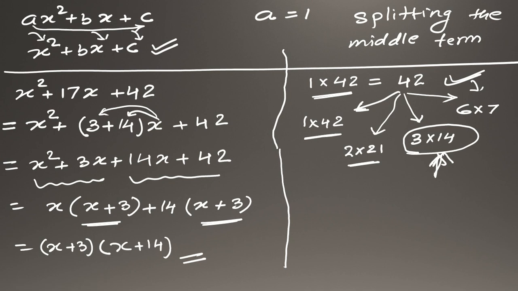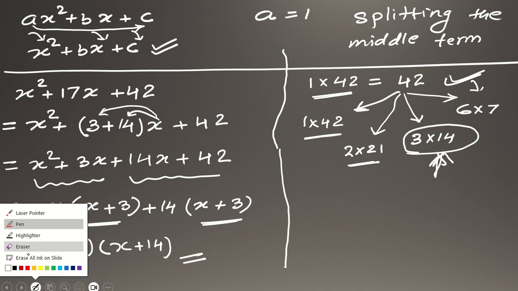Okay, this method will remain the same for all the questions. Now let's consider a few more questions. This time I'll reshuffle the order of the terms. For example, the question can be minus 24 minus 5x plus x square.